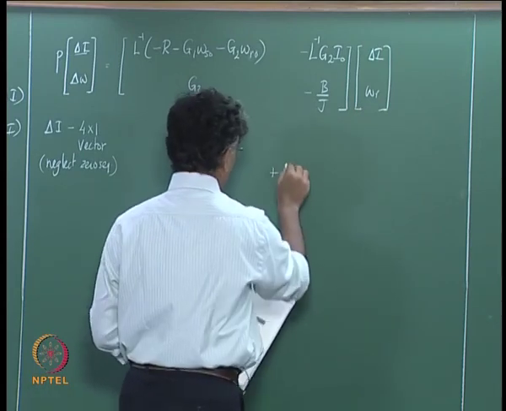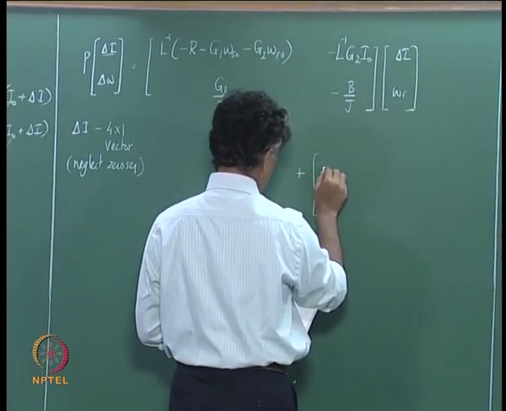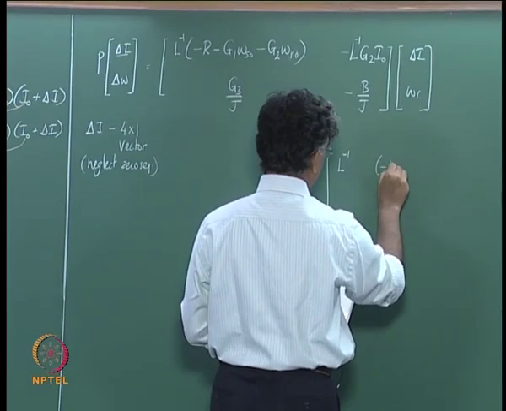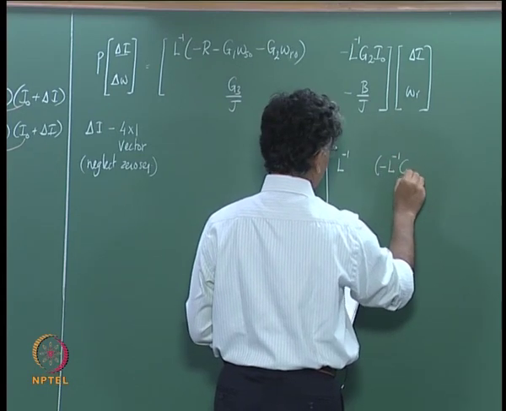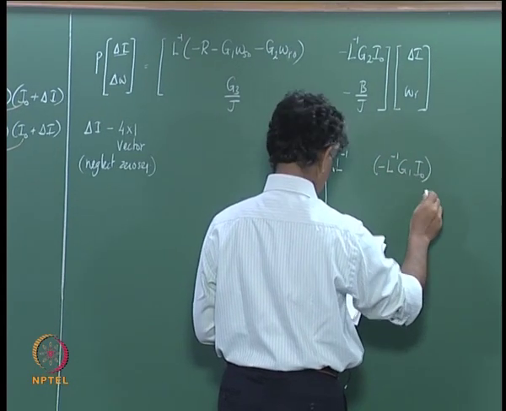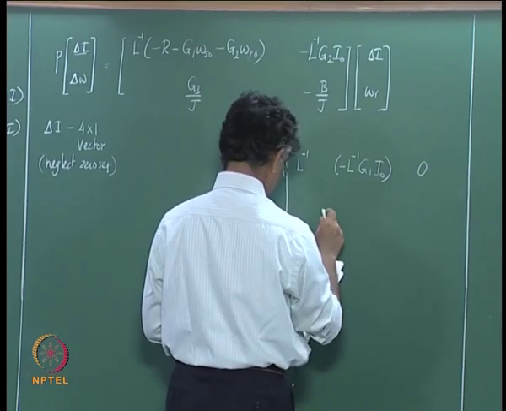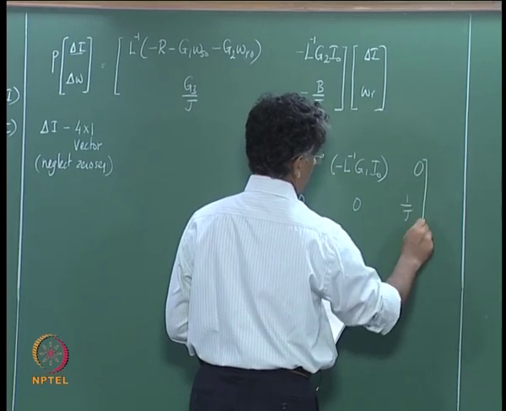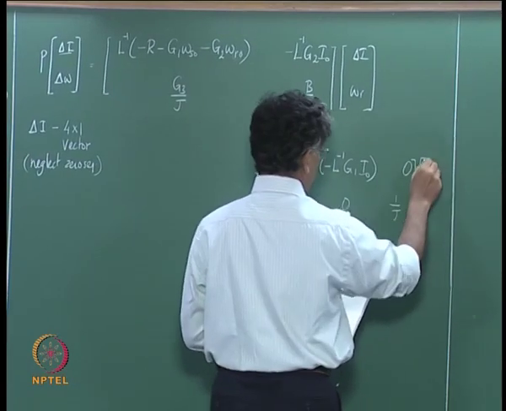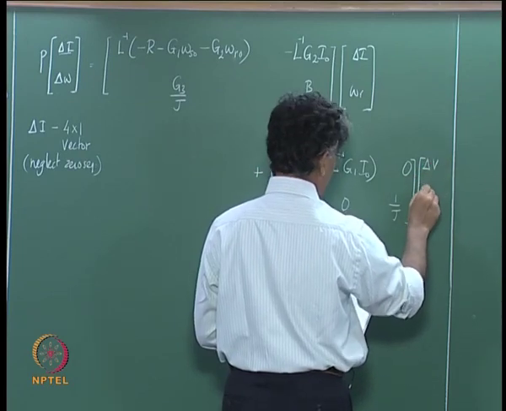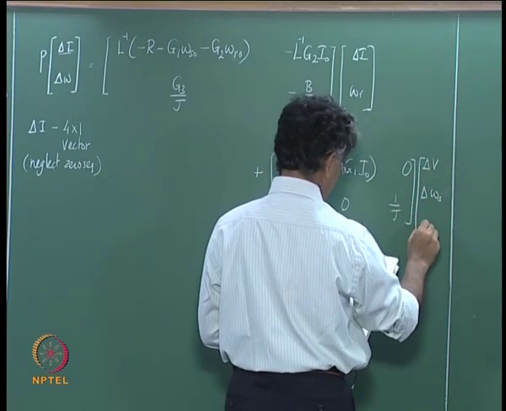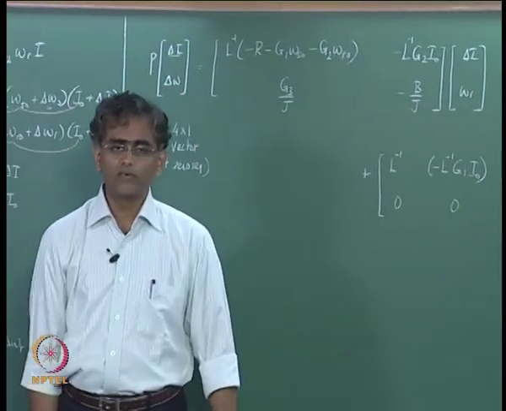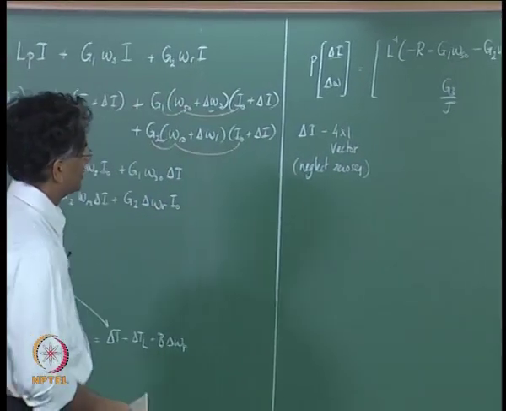plus L inverse, and then minus L inverse G1 I naught, and then 0, 0, 0, 1 by J multiplied by delta V, delta omega S, and delta TL. So, this would then be the state variable representation of the small signal model.